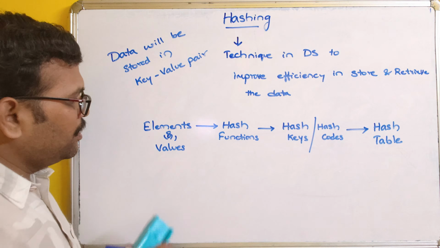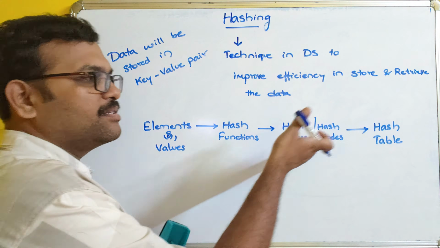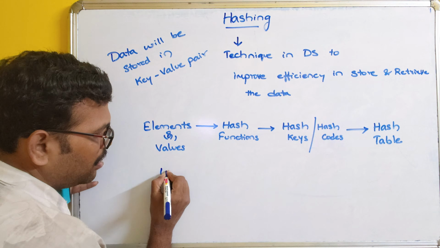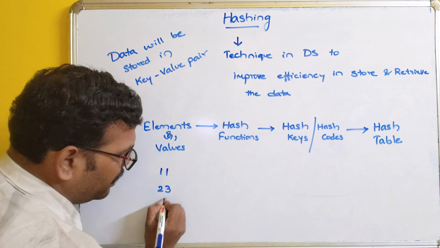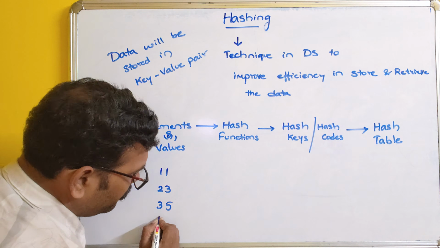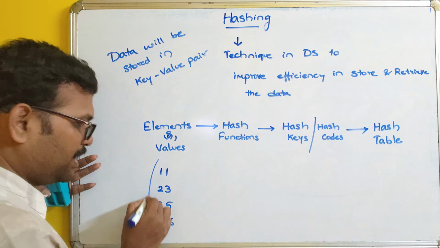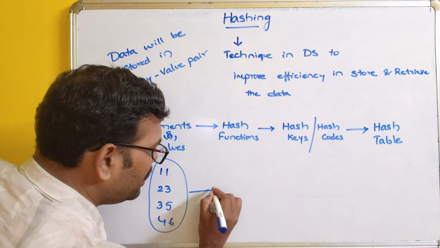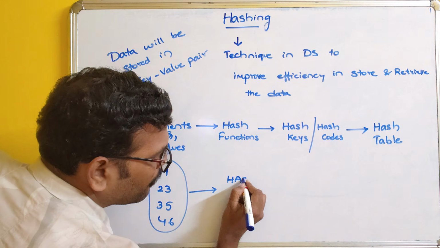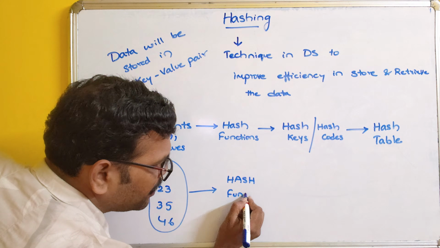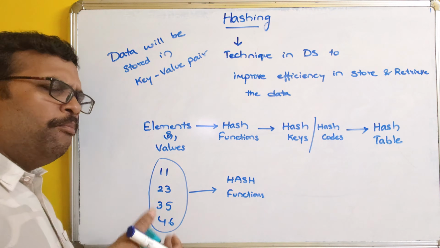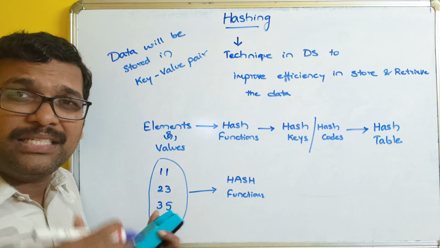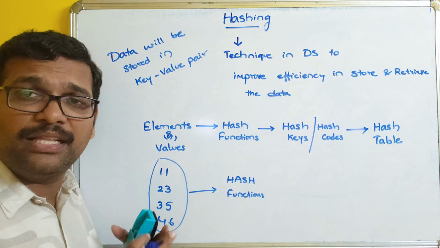Okay, so we'll see what is meant by hash keys and what is a hash table. Let us take some elements: 11, 23, 35, 46. These are the different elements which are being given to some hash functions, like mod, mid square, folding and also multiplication. There are a few hash functions we'll see in our further sessions.